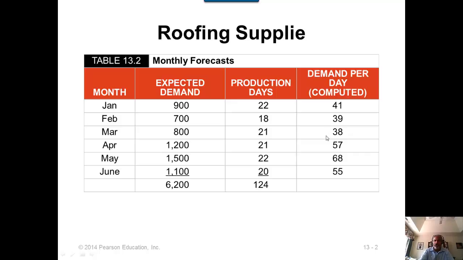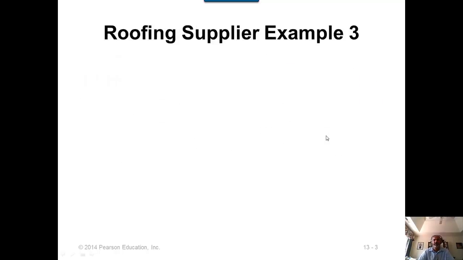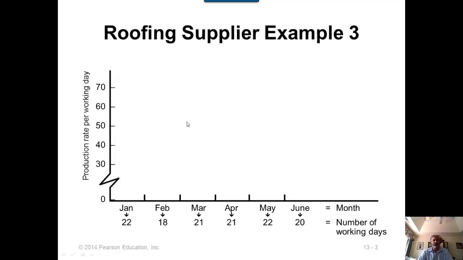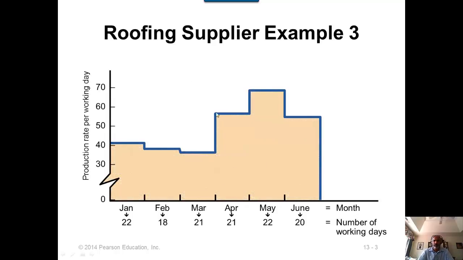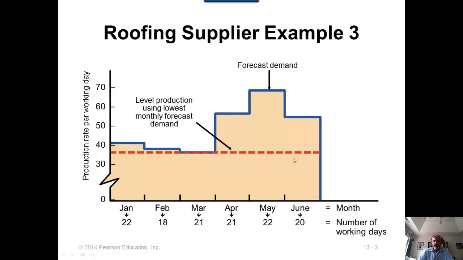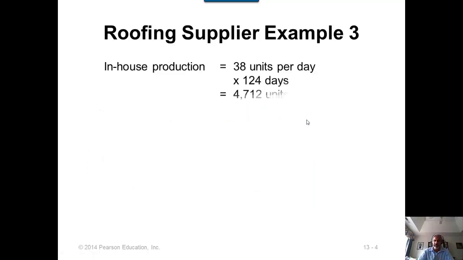So if we set production rate at 38, and if you graph that, this is what it will look like. So this is your demand that's given. Now you set your production rate at the lowest demand rate. So anything over that will have to be met by subcontracting the demand. Now we will compute the cost for this.